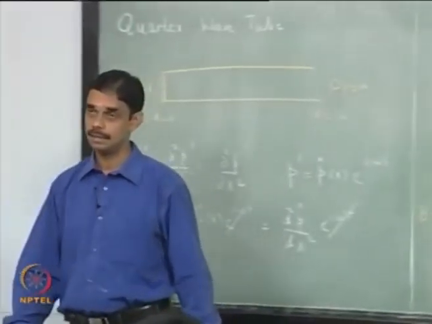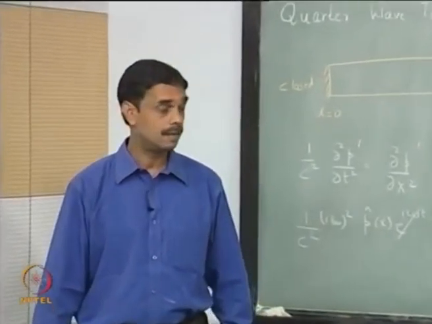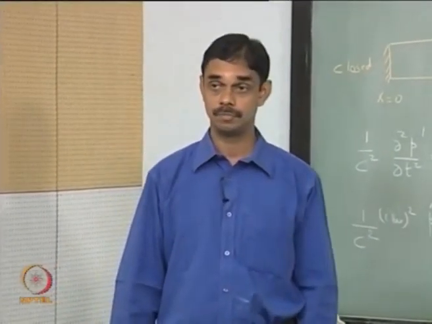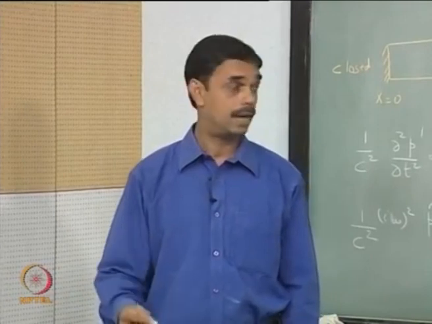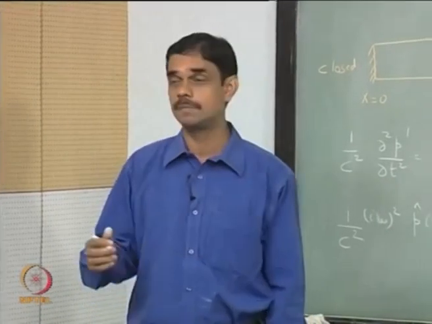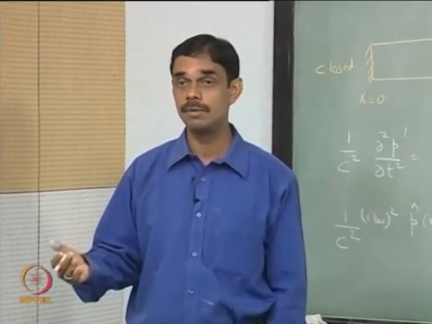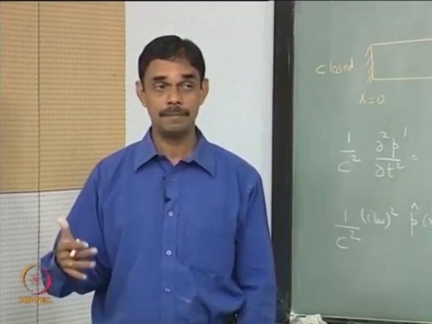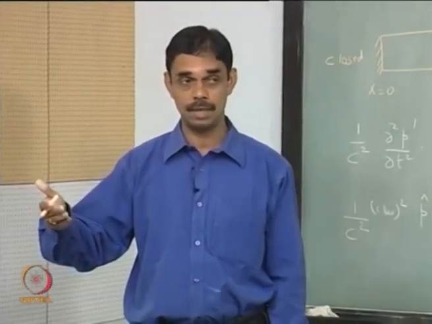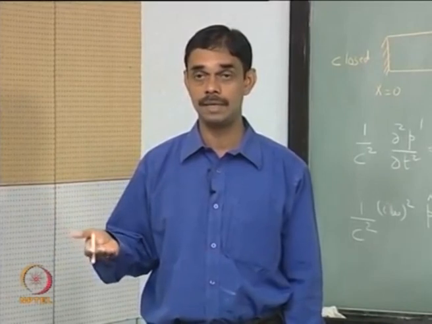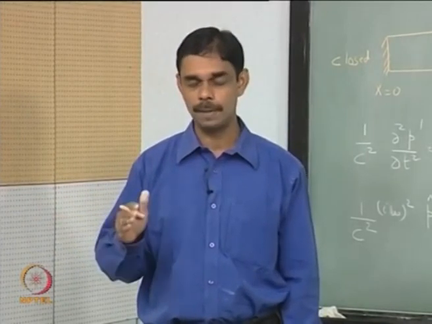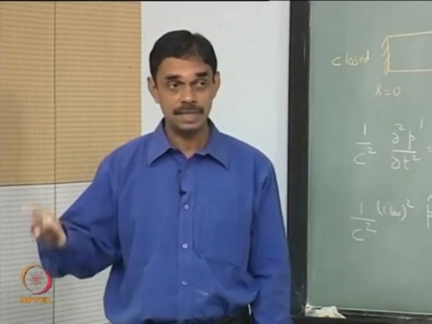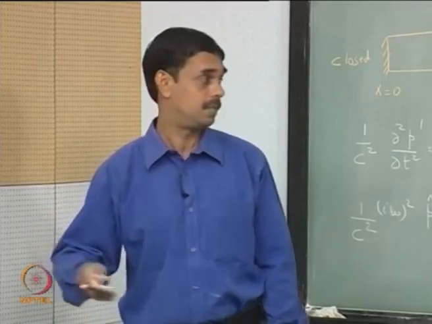Why is p prime equal to 0? Because at the open end, the end is exposed to the atmosphere, so the pressure is equal to the atmospheric pressure. So p prime is p minus p bar, and p is now equal to p bar, so p prime is 0.